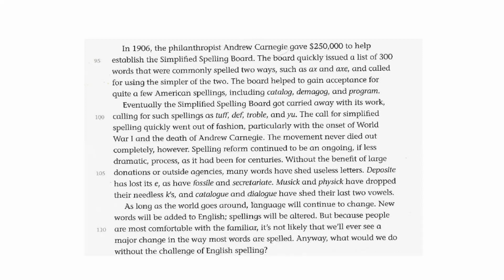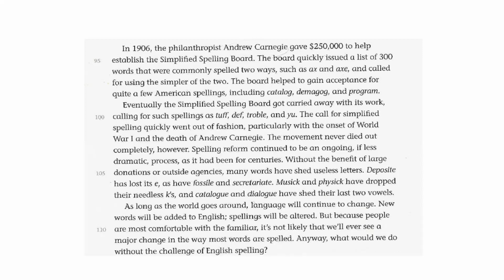The board quickly issued a list of 300 words that were commonly spelled two ways, such as axe and ax, and called for the simpler of the two. So get rid of one. The board helped to gain acceptance for quite a few American spellings, including catalog, demagogue, and program. I think program before, in ancient English, was two M's and an E. And catalog was, I think, OGUE. That's if I remember correctly.